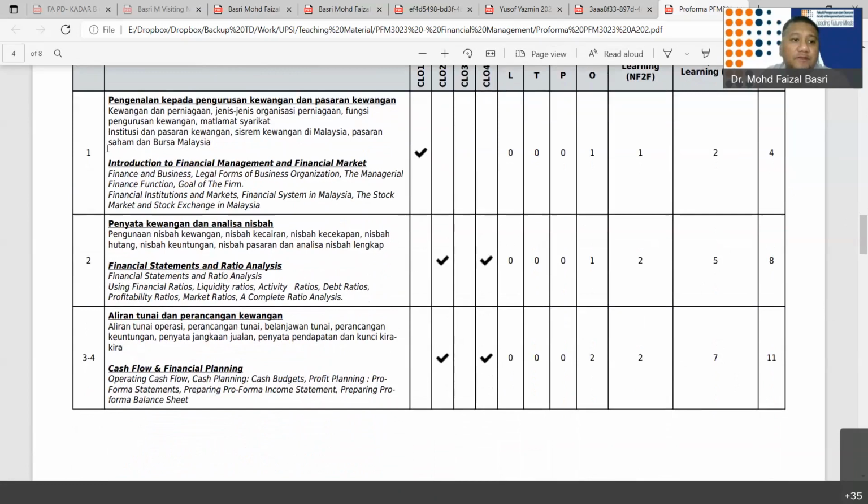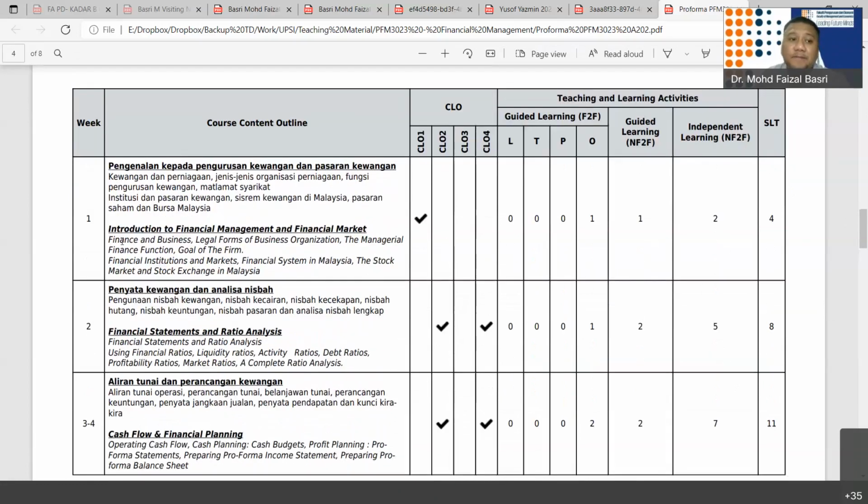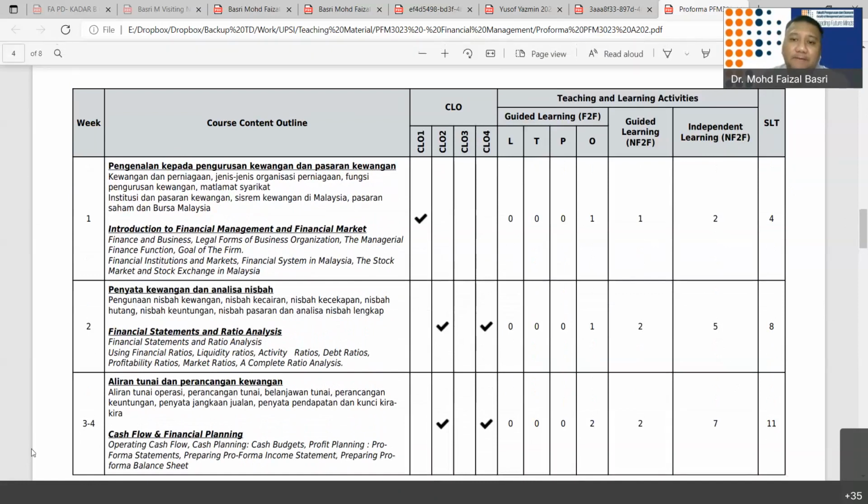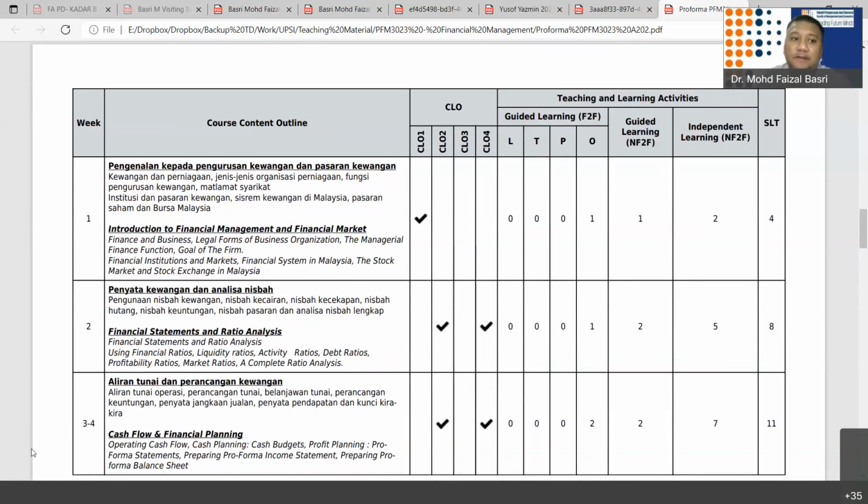Okay, so even though, like I said, we have 9 topics here, we have 14 weeks, so it will cascade down, whereby some topics might have longer times to complete. Okay, for example, topic number 1 is just an introduction. Actually, this will take not even 1 week, for example. Okay, so that's why we can combine the intro to FM and financial markets with the financial statements and ratio analysis.